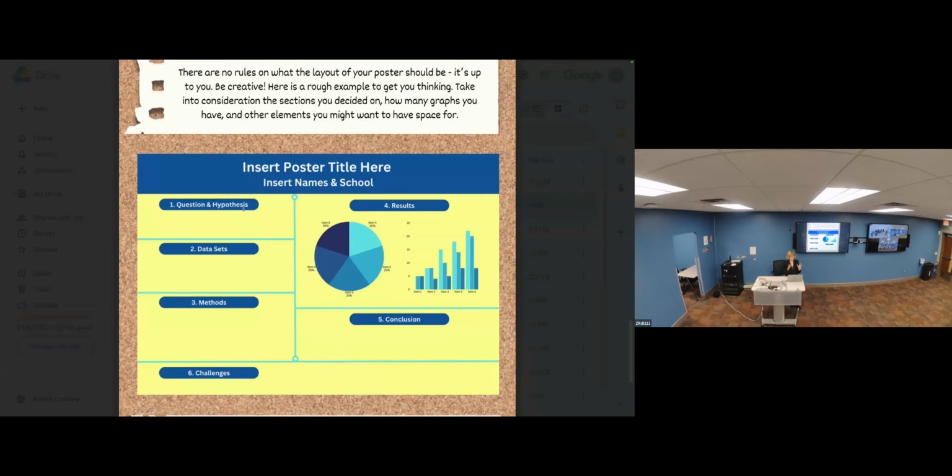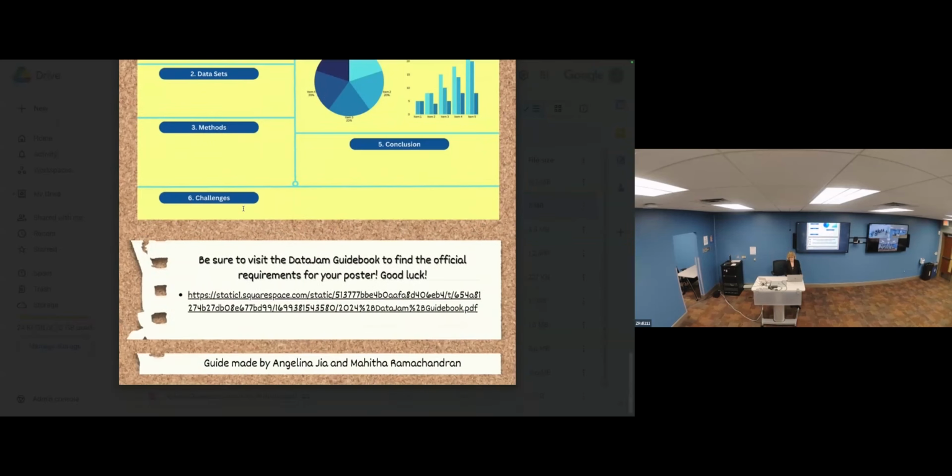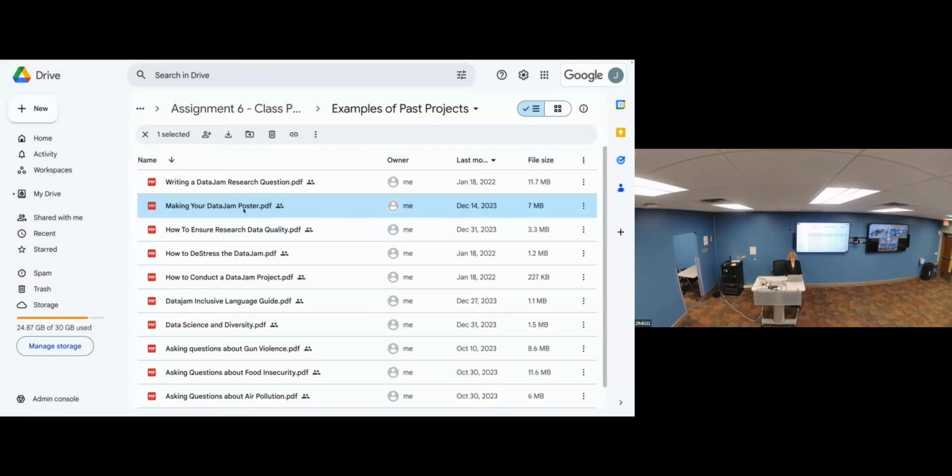We had a whole class period where we went through posters and we talked about things that made them look digestible and easy to understand, things that were harder to understand. So having clear headings, having them numbered, having the layout be something people can easily come to grips with, and having visuals was a very good idea. And then directing them to the DataJam guidebook.